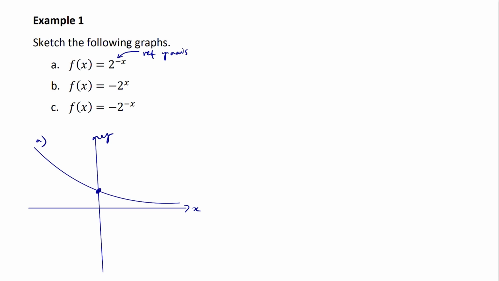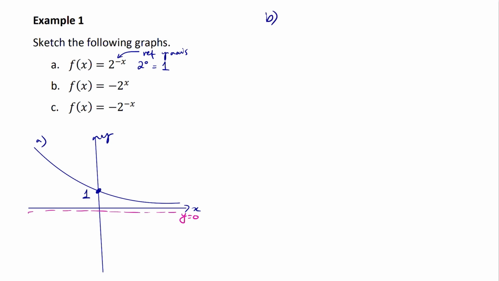Now, our y-intercept, if I make x equal to 0, that's just going to be 1. It will always be 1 unless there's a translation, because anything to the power of 0 is 1. And our asymptote remains as it is at y equals 0. So that's part A.